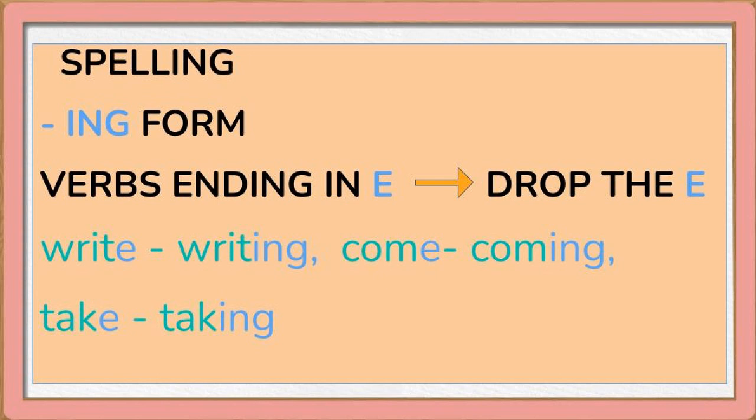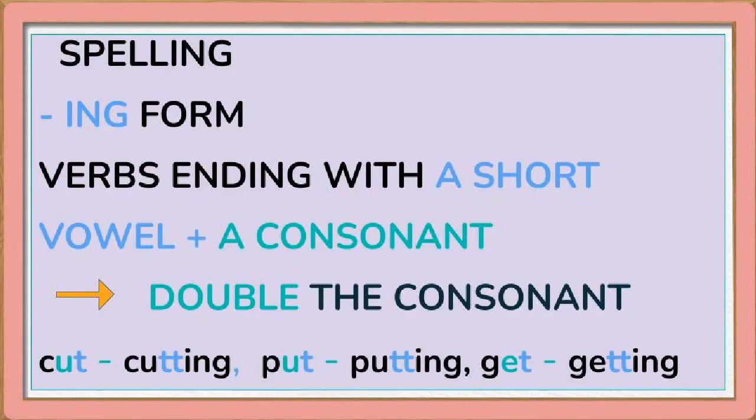For verbs ending in e, drop the e and add ing. Write, writing. Come, coming. Take, taking. For verbs ending with a short vowel and a consonant, double the consonant and add ing. Cut, cutting. Put, putting. Get, getting.